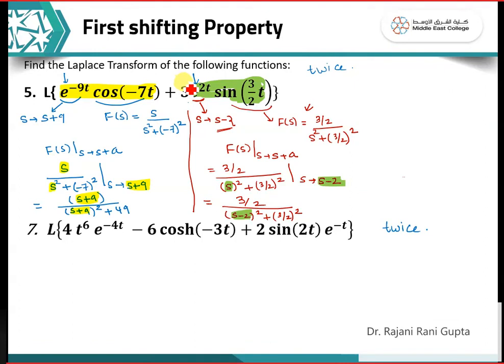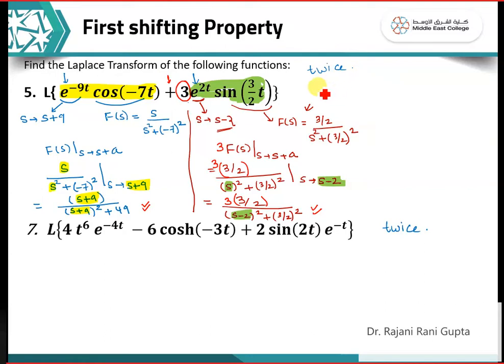We were having this 3 in the multiplication. So don't forget to multiply this 3 here. So it is now multiplied with 3. Here it is multiplied with 3. Now the final answer will be the total sum of this one and this one, because in between you have plus.